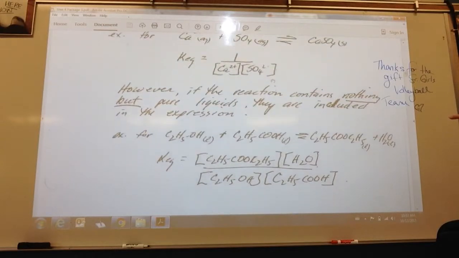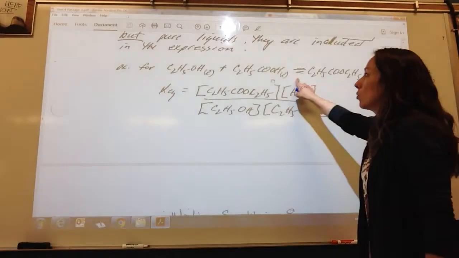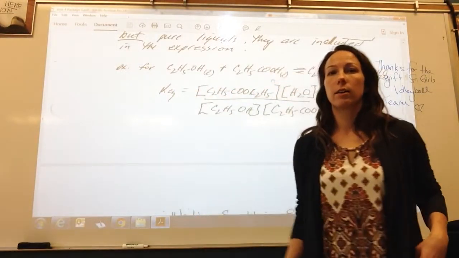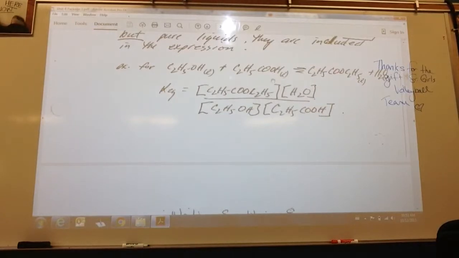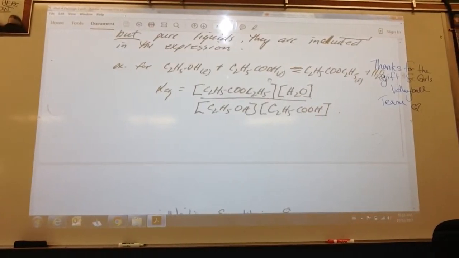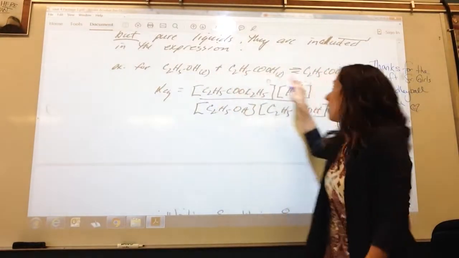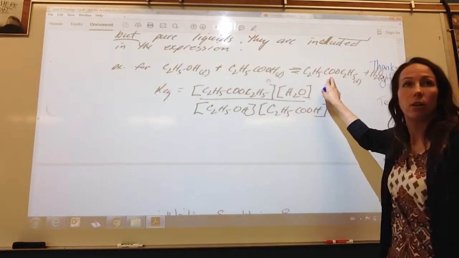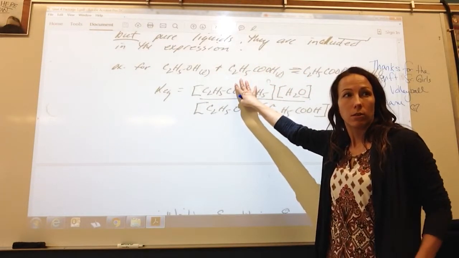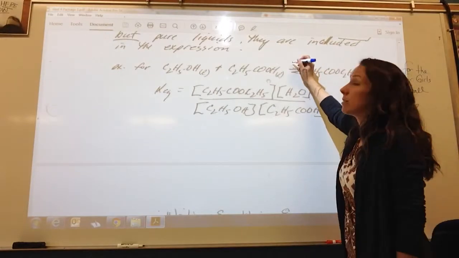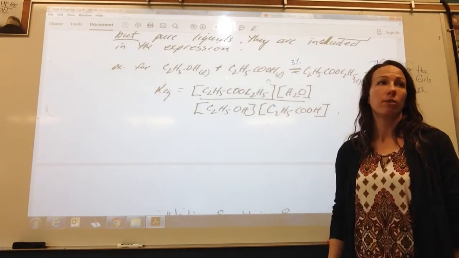However, if the reaction contains nothing but pure liquids, then they are included. What is this? You guys just wrote a test on it. What kind of reaction is that? It's esterification. Okay, esterification exists in an equilibrium where we remove a water and bring those two together. Not all of it is removed. Okay, only, I don't know, let's make up a number, 3% of it becomes an ester and a water.